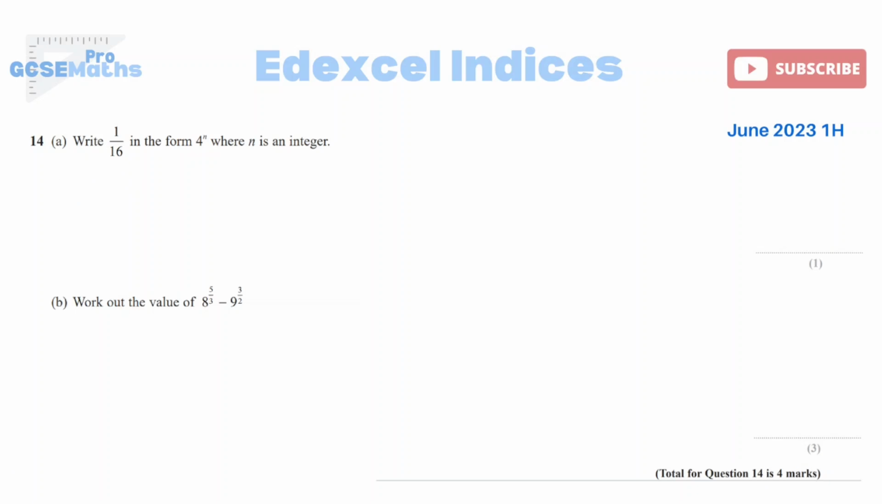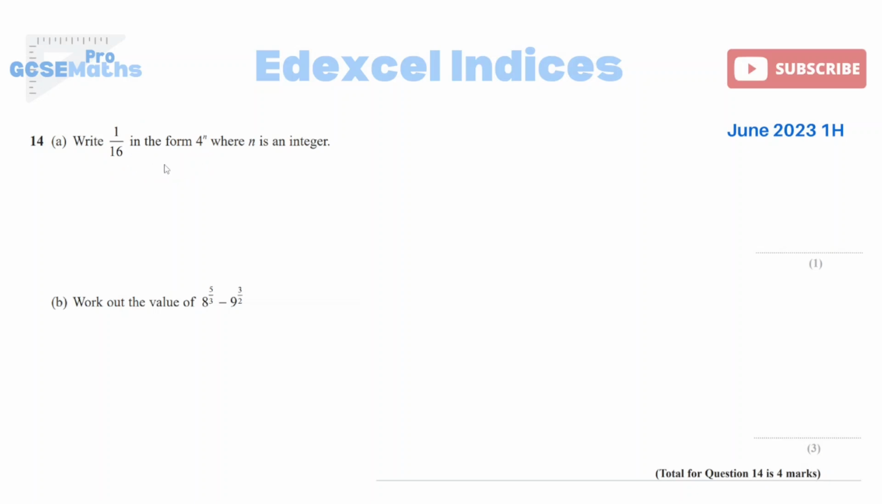Okay, the next question, we've got question 14. This one is now non-calculator. So write 1/16 in the form 4 to the power of n, where n is an integer. So not only do we need to know how to do, let's say, part B like this, where they tell us the powers, and we need to find the value. In this case, they've given us the value, and we need to work backwards to find the power. So you need to know how to work through powers both ways.